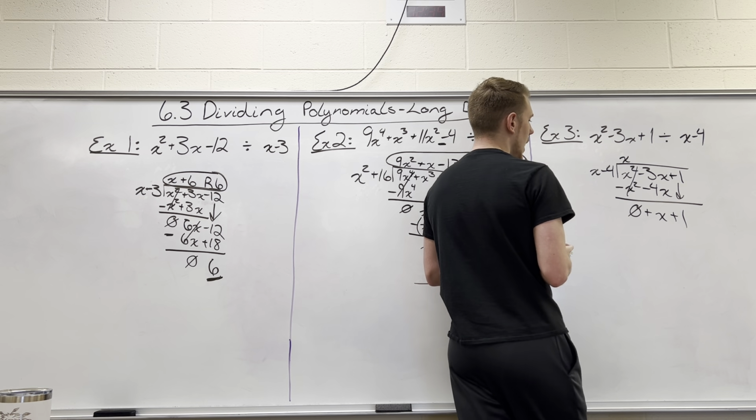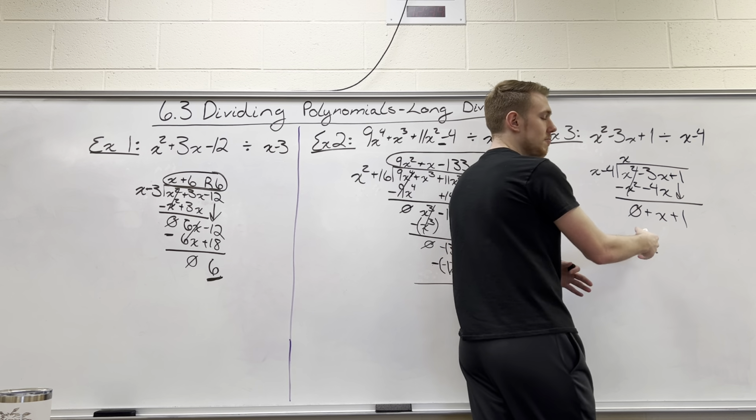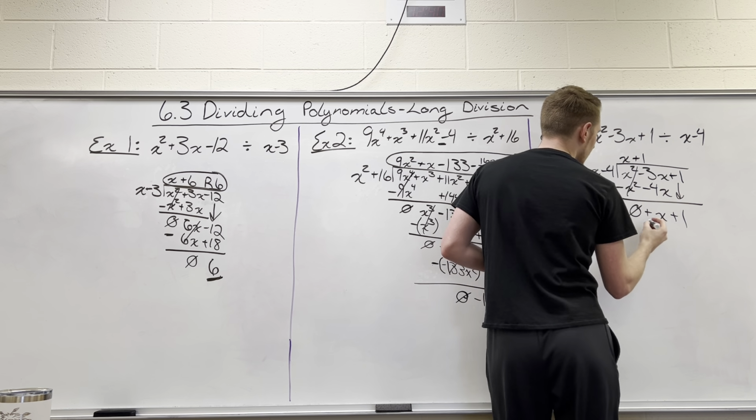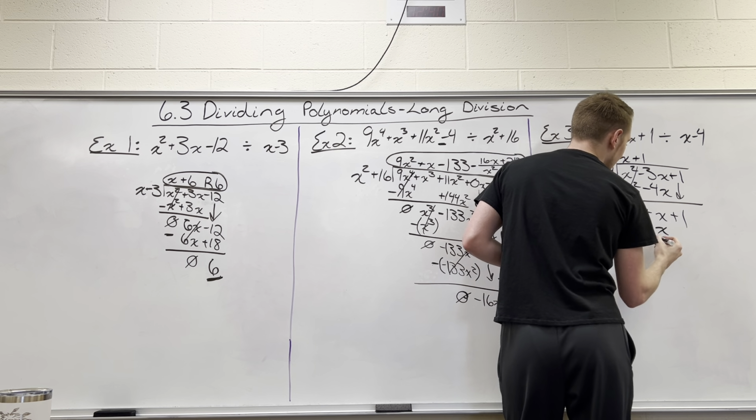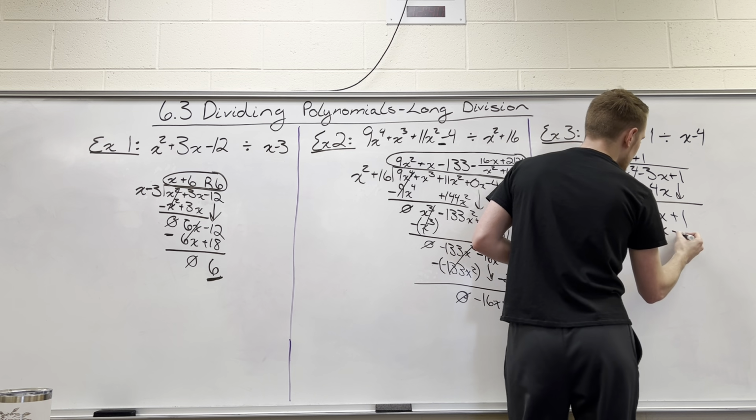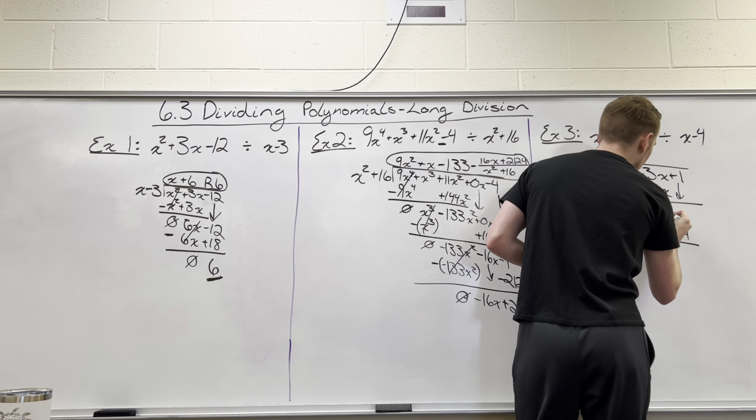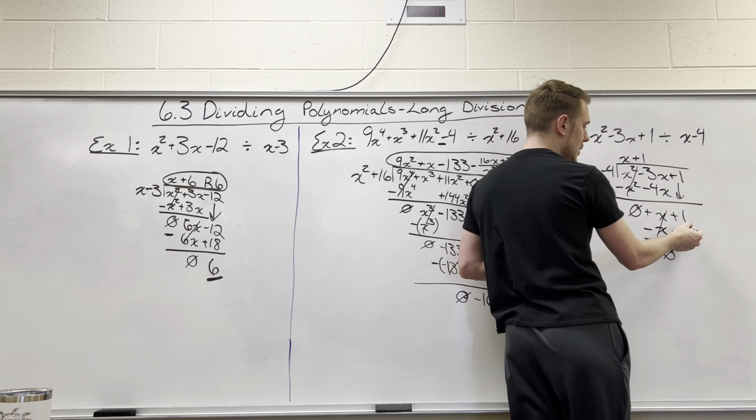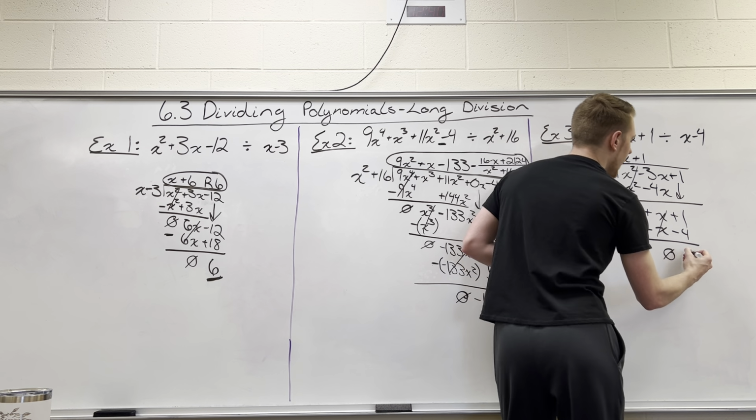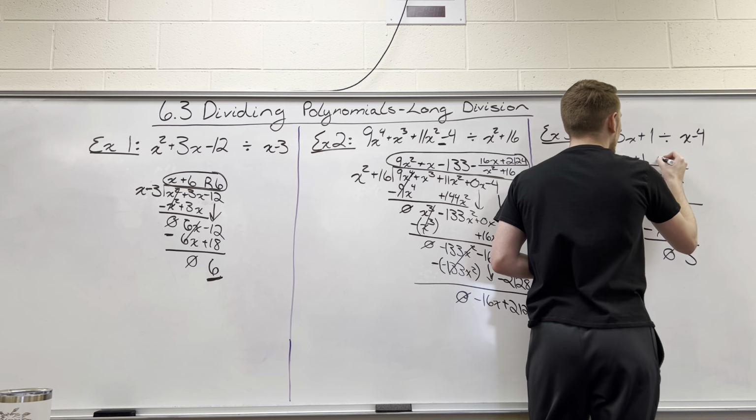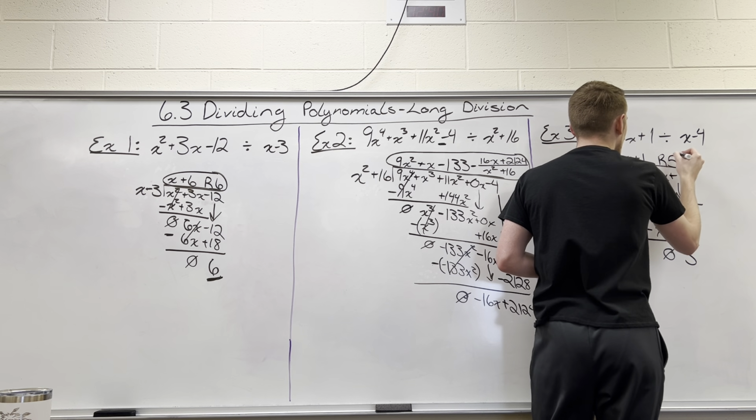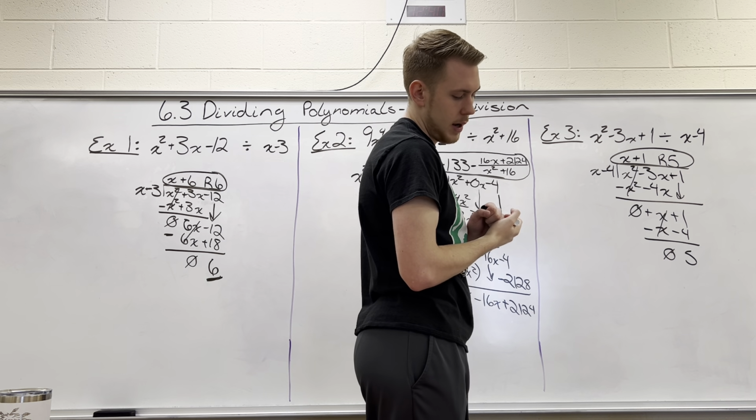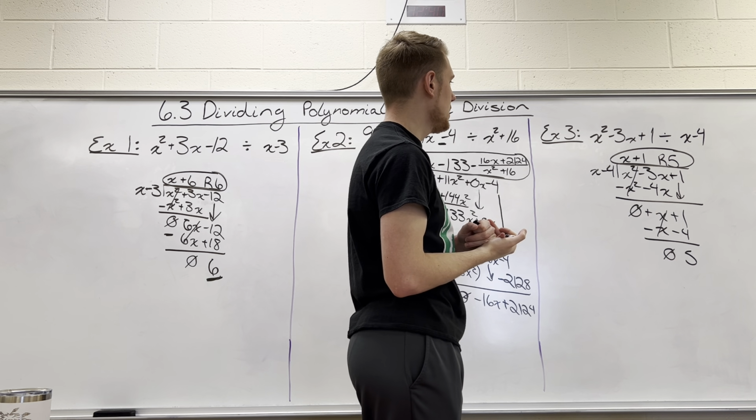All right, how do I get x to equal x? I just multiply it by 1. X plus 1 minus positive x minus 4 washes out to 0. Negative times negative is positive, so this is 1 plus 4 makes it 5. My solution, x plus 1, remainder of 5. Again, I hope this is making sense.